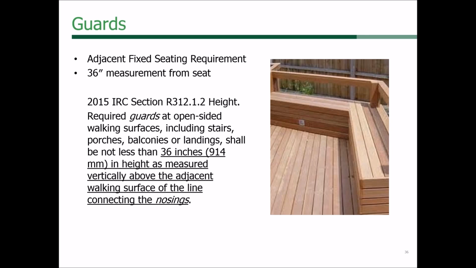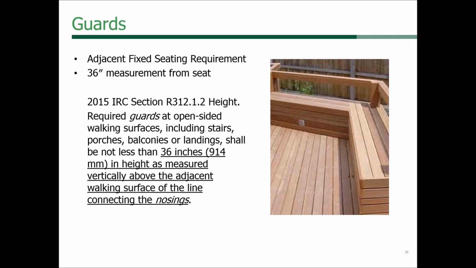So guards, this is another area where DCA6 is slightly different than the 2015 IRC. It used to be in the IRC, previously in 2012, 2009, all those, that the height of the guard, the 36 inches, needed to be measured from the walking surface. And that changed in the 2015. So now it's not from the walking surface. It used to be from the next adjacent surface, but it changed to the walking surface in the 2015.